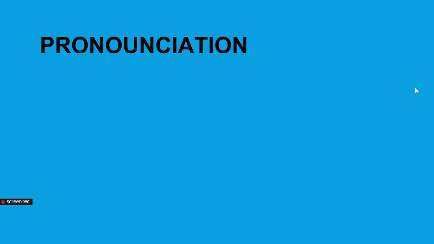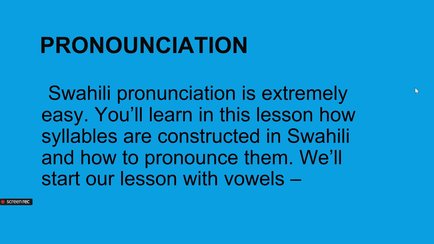Pronunciation. How do you pronounce words in Kiswahili? Swahili pronunciation is extremely easy. You learn in this lesson how syllables are constructed in Swahili and how to pronounce them. We'll start our lesson with vowels, and vowels in Kiswahili are known as vocali. So we have the vocali a, e, i, o, u, nearly similar in pronunciation to English. Now these vocali are going to combine with consonanti to form syllables.